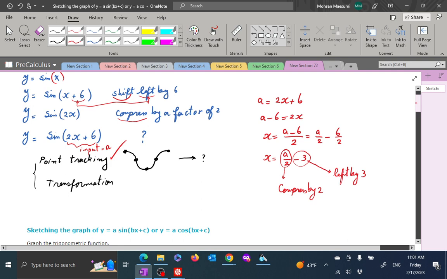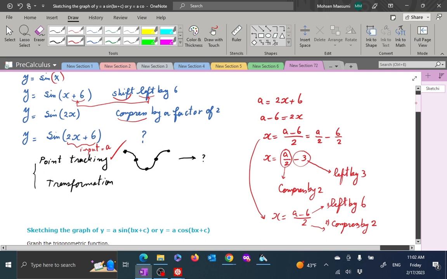You had the option of leaving it like this, x is equal to a minus 6 over 2. Well, the order of operation is different here. You subtract 6 and then divide by 2. If that is what you want to do, this means left by 6 and then, as the second action, compressed by 2, meaning all the x's get compressed by a factor of 2.